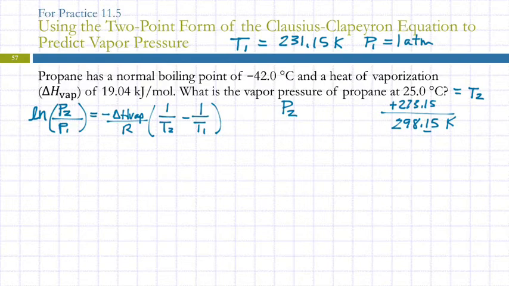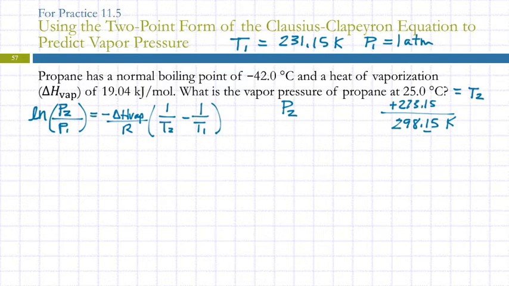Now you could do it in torr or millimeters of mercury or some other pressure unit. But the question doesn't specify a unit, and so if it lets me choose, I'm going to choose something easy, and we'll find out that doing 1 atmosphere is very easy here. Okay, so now we've got all of our things.